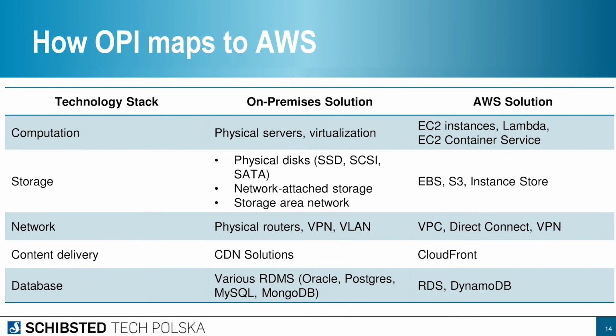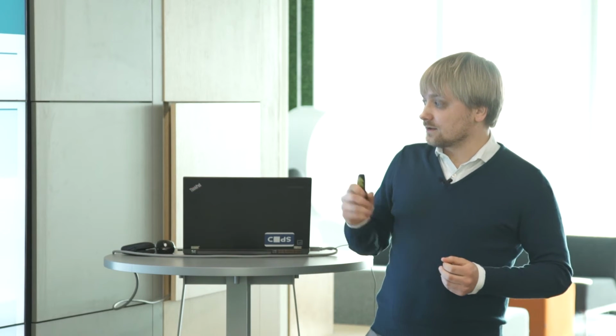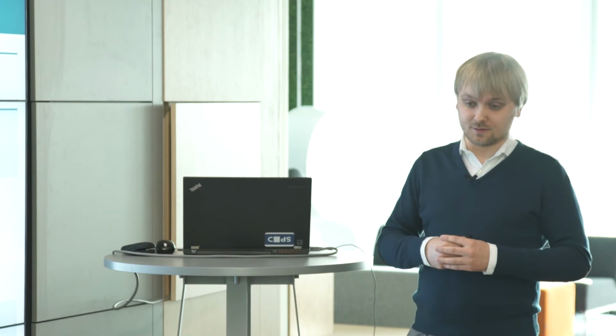I prepared this kind of table which for every technology stack proposes Amazon solutions. So for computation, in your data center, you have physical servers, you have virtualization. In Amazon, you may use EC2 instances, Lambda, or EC2 Container Service. For storage, you have physical disks, of course, SSD, SCSI, SATA. You have NASs, SANs, and this kind of thing. In Amazon, you have S3 to store some of your data. If you need block storage, you may provision appropriate EBS volumes.